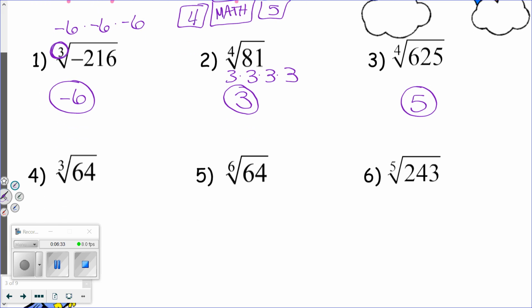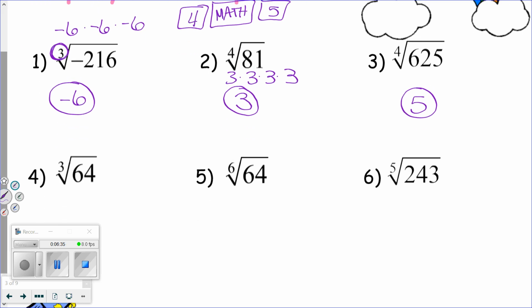All right. How about the cubed root of 64? That is 4. 6th root of 64? That's just 2. Now, everybody always gets thrown by like, why is it just 2? I mean, again, that's 2 times 2 times 2 times 2 times 2 times 2. 6 2s. So they get bigger as you get going. And then number 6, the 5th root of 243, that is 3.